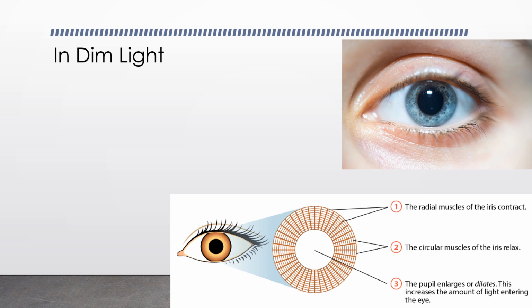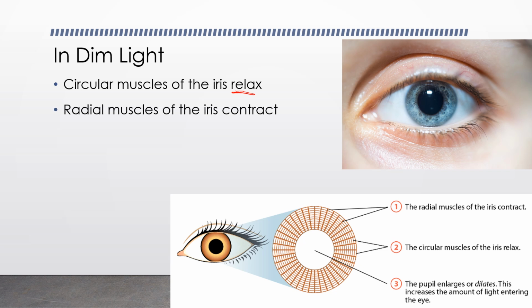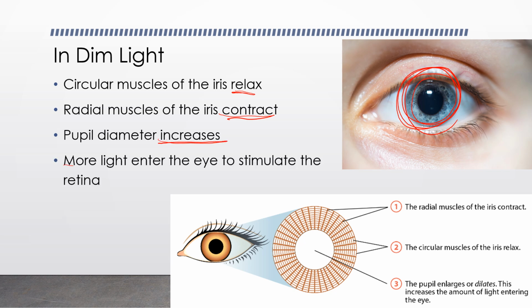In dim light, when you enter a dark room, it is the opposite. The circular muscles relax, the radial muscles contract. The pupil diameter in this case, take a look at the picture, you can see the pupil becomes bigger. So the pupil will increase in diameter, and this increase in diameter will allow more light to enter the eye and stimulate the retina. And then the person can see better in the dark.